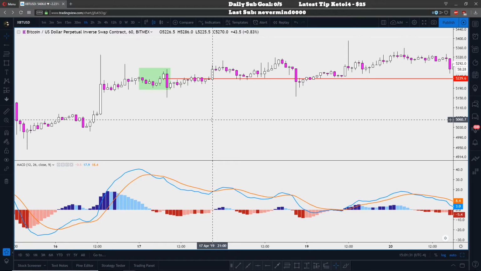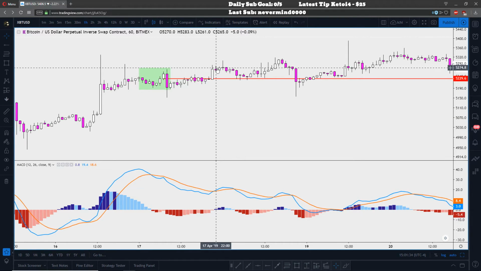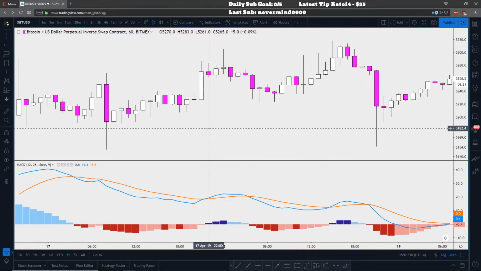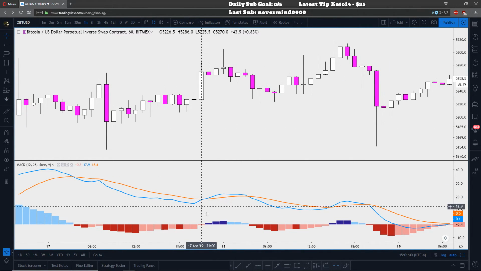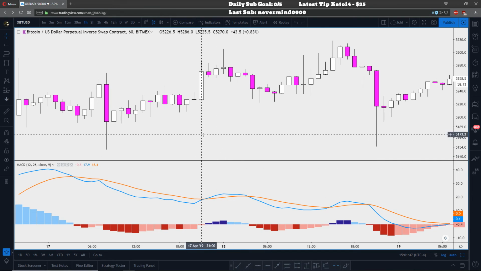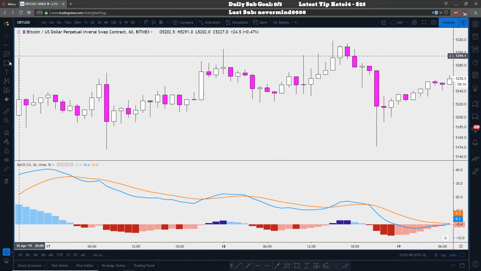Same thing here. We see your cross up. Let me delete all these. Zoom in a little bit. So right here, we're above 0. So we're in an uptrend. We're crossing up. So we're entering a 100% bullish phase. So we're going to wait for our bullish signal.